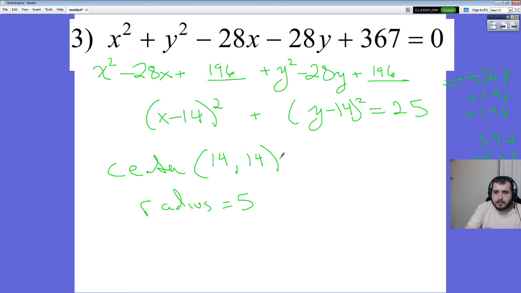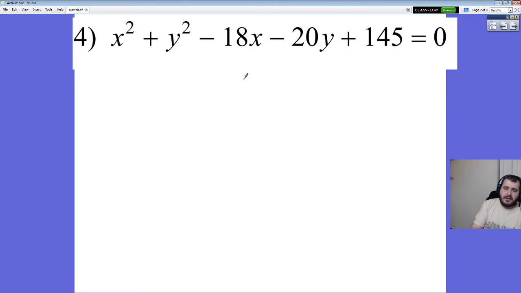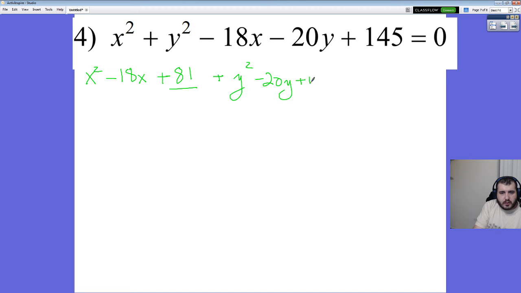All right, let's do one more, and again let's go through this quickly. So x squared minus 18x plus, divide by 2, you get negative 9, square that, you get 81. Do the same thing with your y. Divide by 2, square it, you get 100.